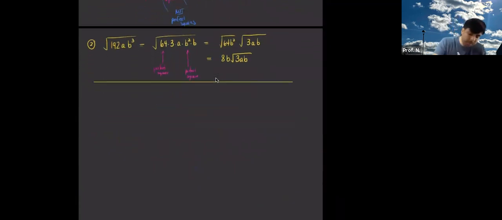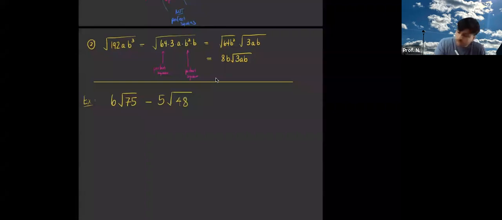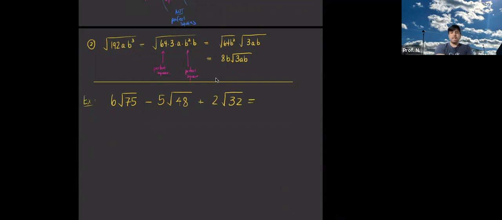Okay, so let's try a few more of these. I got 6 multiplied by the square root of 75, minus 5 multiplied by the square root of 48, plus 2 multiplied by the square root of 32. So here we have 3 radicals. Again, I want to combine them. I'm subtracting and adding them, but they all have different radicals. So right now I can't do anything. These are all different. They're unlike.